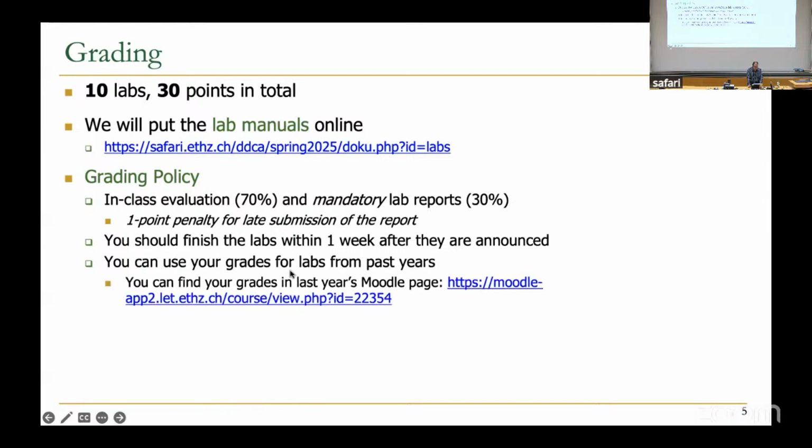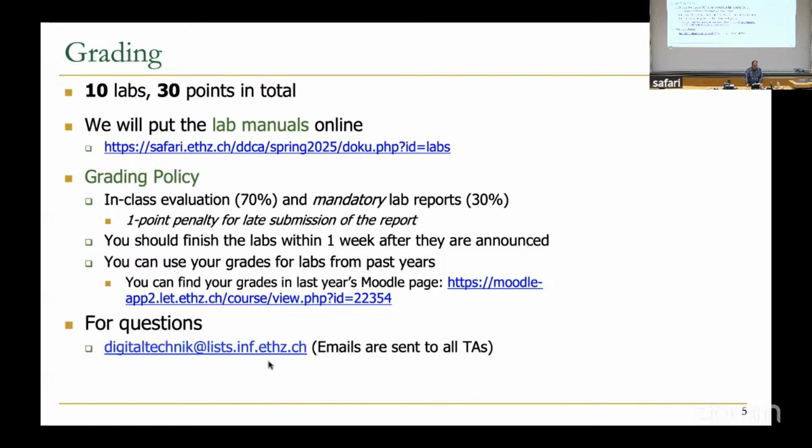You can also use your grades for labs from past years. This, for example, is the Moodle page for last year. In the past, we had students that, for example, in 2023, wanted their lab grades from 2019. So don't worry, we have a database we can fetch from whenever you want. Just let us know exactly. And for questions, you can email us using this mailing list. This will be sent to all TAs. And also, we're going to have Moodle Pro.